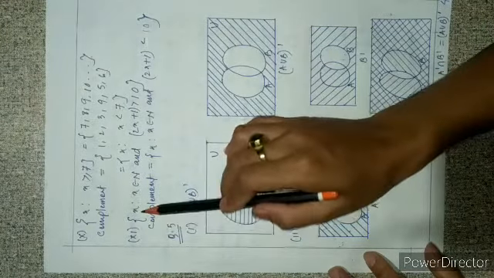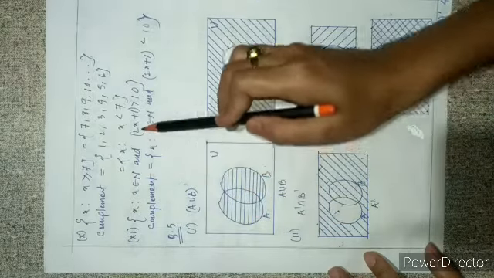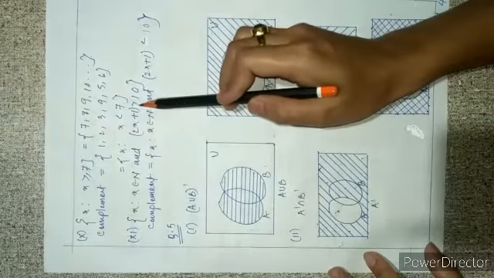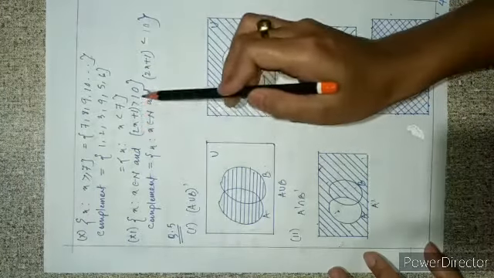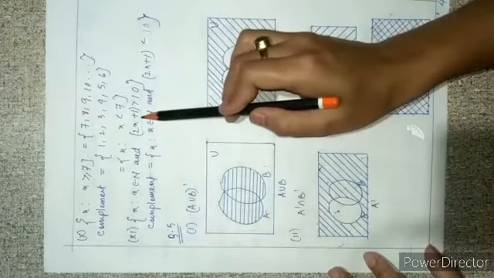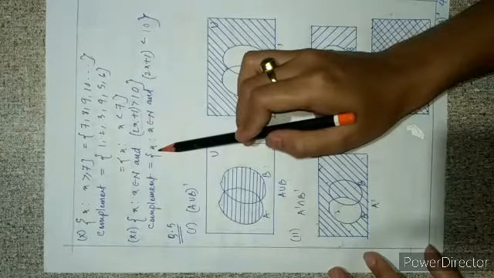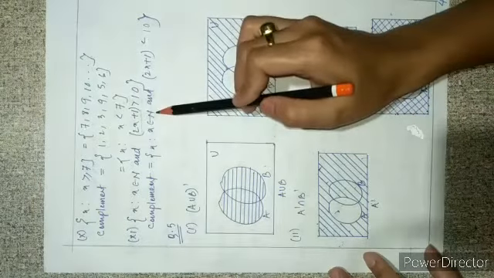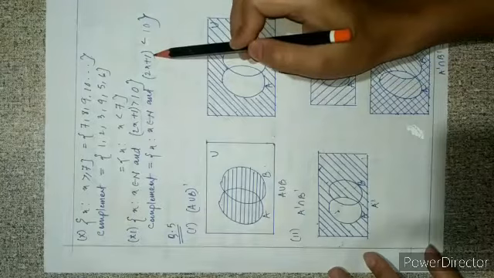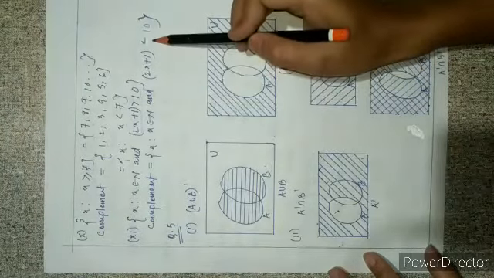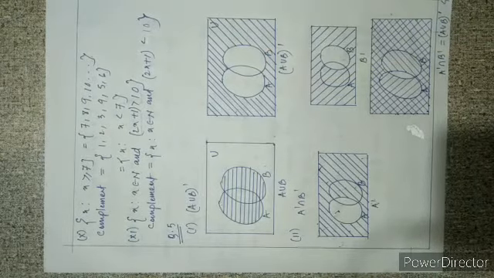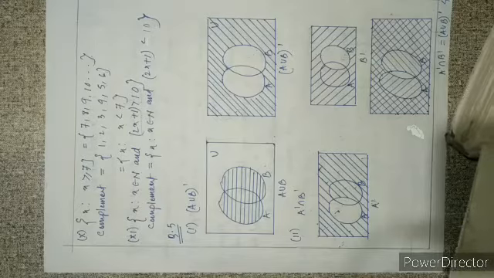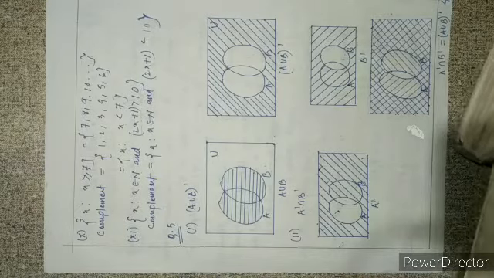Roman number 11: x belongs to natural number and the inequality 2 times of x plus 1 is greater than 10. The complement of the set will be x, x belongs to natural number and 2 times of x plus 1 is less than or equal to 10. These are the complements of the following sets.